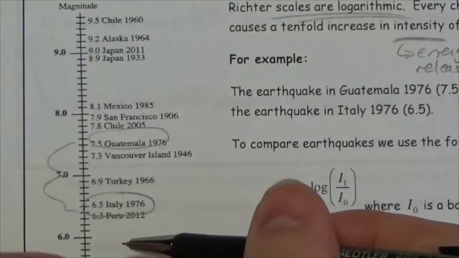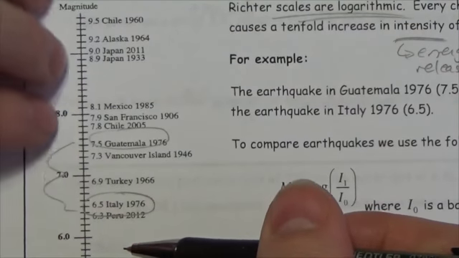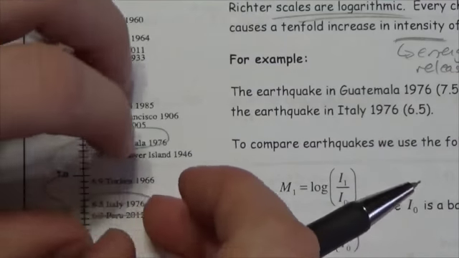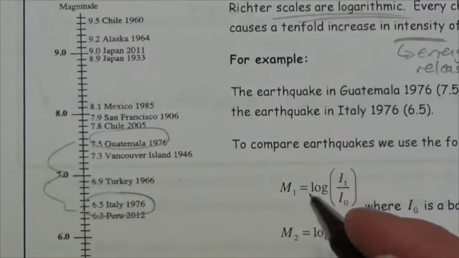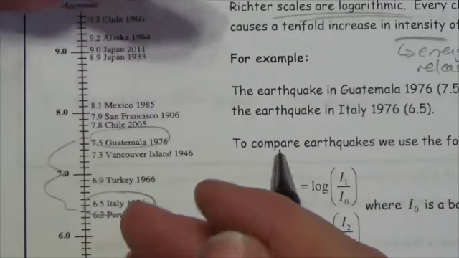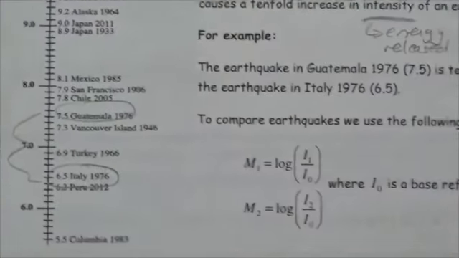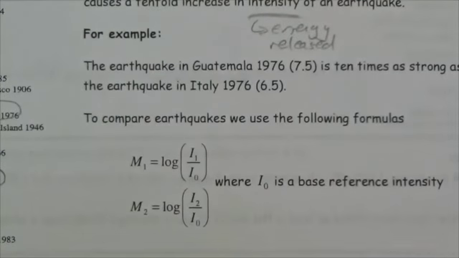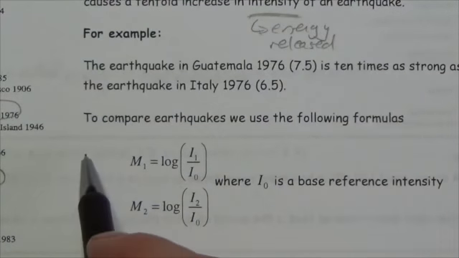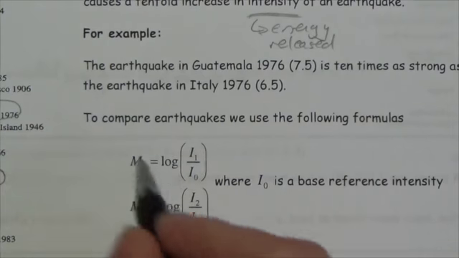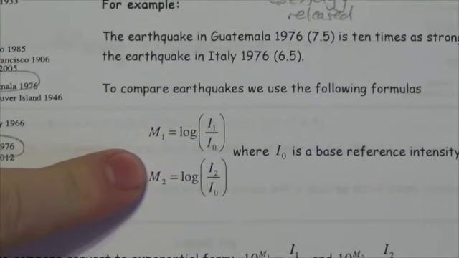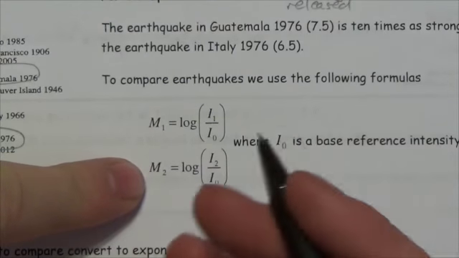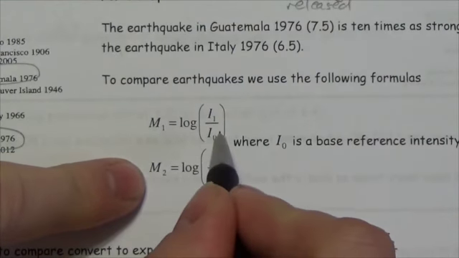Basically, the further up you go on the scale, the amount of energy released is getting larger and larger and larger. So we use a logarithmic scale to pull that back down, so that it's just a nice little scale. Now, to compare the earthquakes, we use this formula right here. This is a comparative sort of measure.